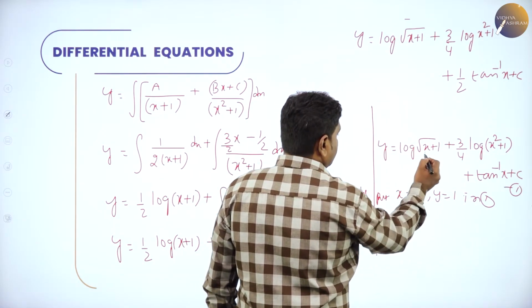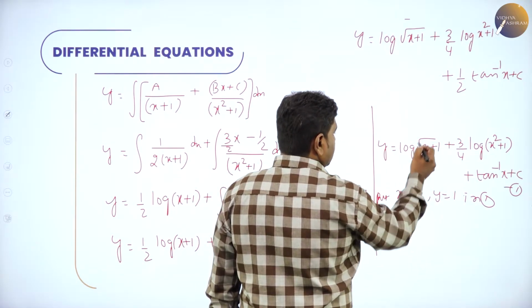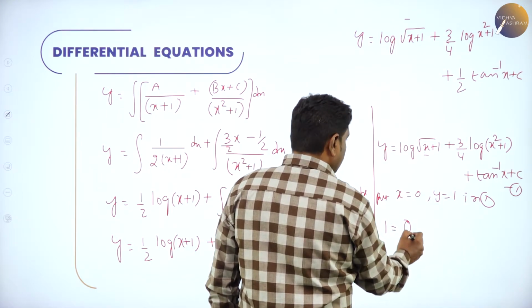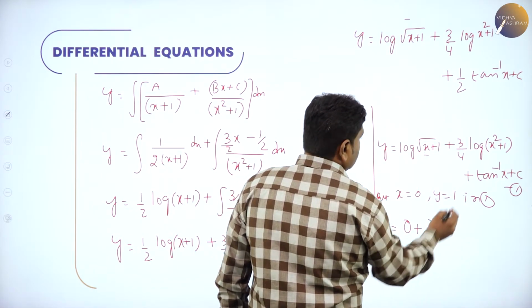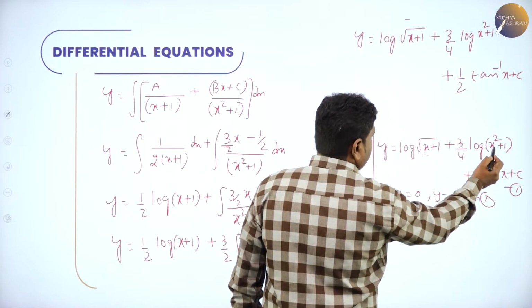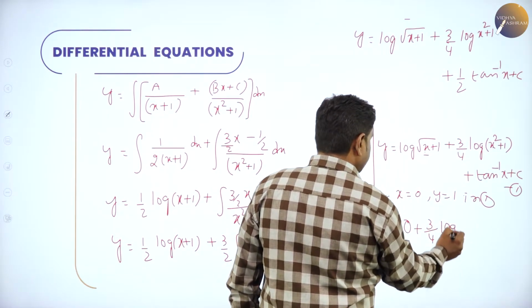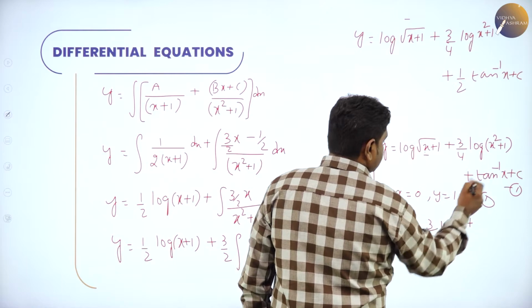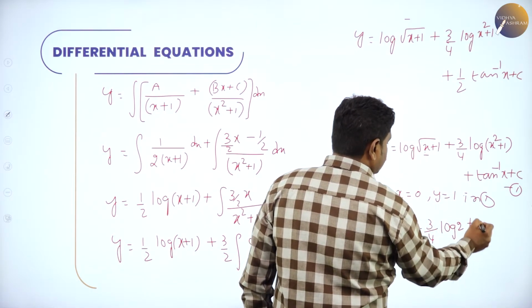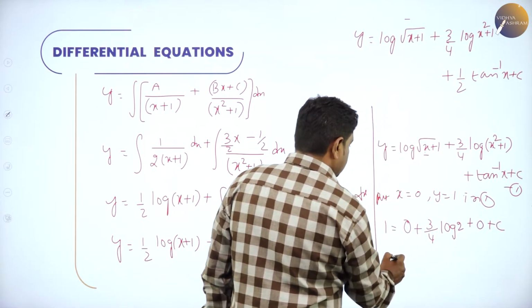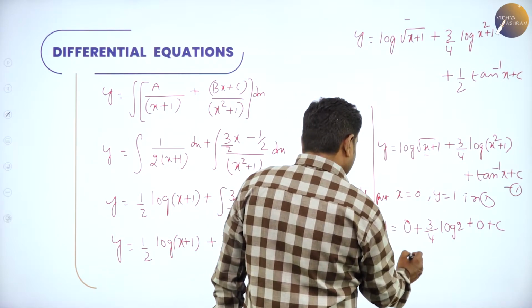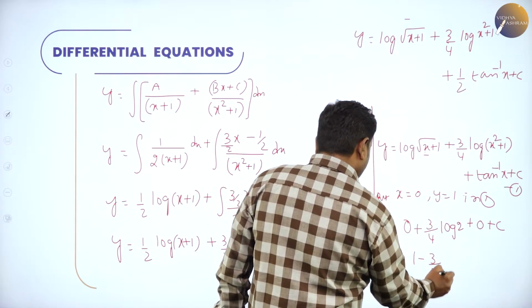In the place of x, if I put 0, 0 plus 1 is 1, log 1 is 0, plus 3 by 4. In the place of x put 0 again, 0 square plus 1 is 1, log 1, plus tan inverse 0, plus c. So you got c. C is equal to 1 minus 3 by 4 log 2.